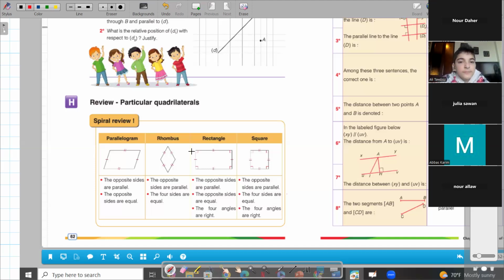The parallelogram looks like the rectangle because only the ones that are opposite to each other are equal and parallel. But it doesn't have 90 degree. Now we're going to go to the rectangle. Noor Alao, read for me the rectangle.